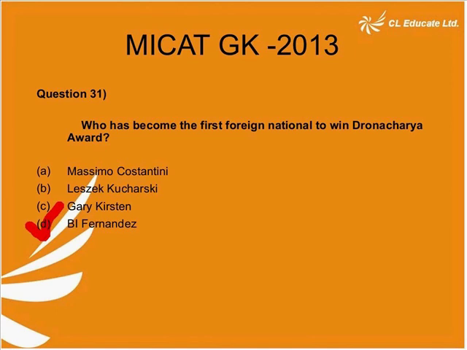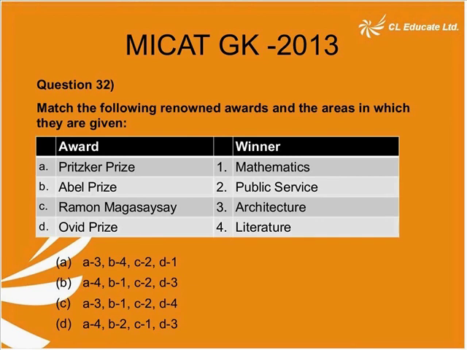Now, the awards and the areas in which they are given. Correct. Yes, Raymond Magsaysay is public service. Very good. So you connected C to 2, so we can omit option D. Then the Pritzker Prize is not very difficult, it is related to architecture. Abel Prize can also be known. Ovid is a bit not mainstream, but these three can still be caught. So I think you get the point. A3, B1, C2 and D4.